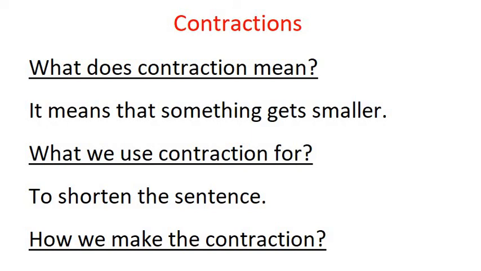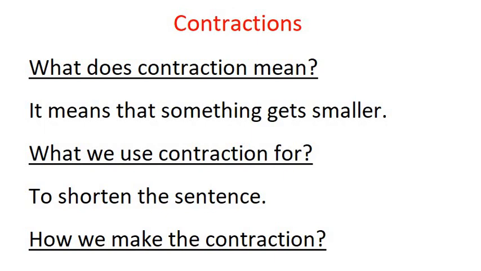First of all, what does contraction mean as a word in English in general? It means that something gets smaller. So, when something gets contracted, it means that it was big and now it's smaller. What do we use the contraction for? Why do we use it in our sentence? We use it in order to shorten the sentence. So, sometimes the sentence is very long and we need to make it shorter. So, we use the contraction.